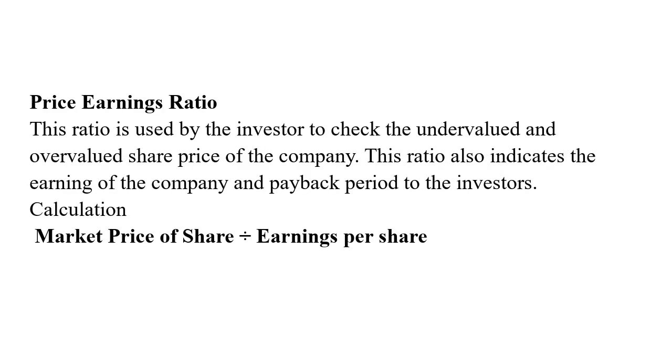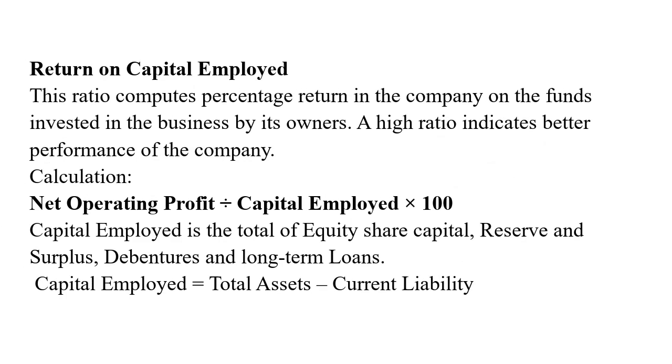Price earnings ratio. This ratio is used by the investor to check the undervalued and overvalued share price of the company. This ratio also indicates the earning of the company and payback period to the investors. How is this calculated? Market price per share divided by earnings per share. That refers to the price earnings ratio.